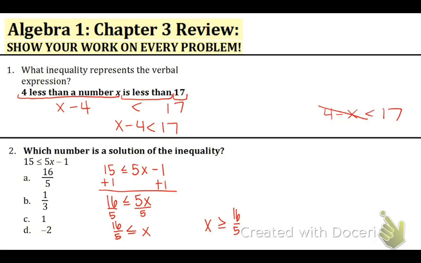And the only number that is greater than or equal to 16 over 5 is 16 over 5 itself. All the other options are less than, not greater than. So answer A is the solution. And make sure you showed work. Do not just choose answer A and leave it alone. By the way, feel free to pause this video at any point so you can catch up.